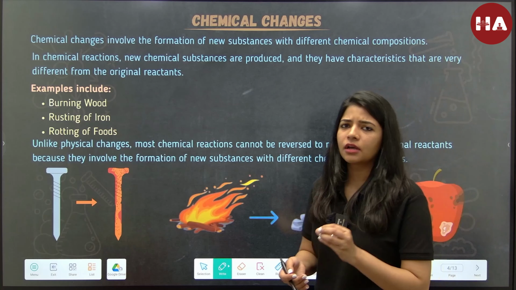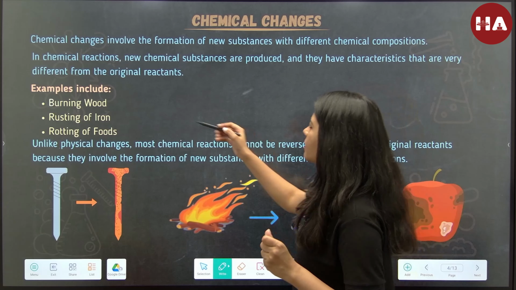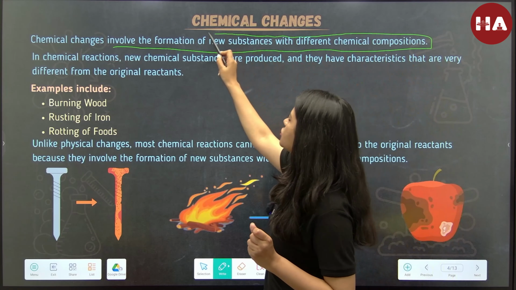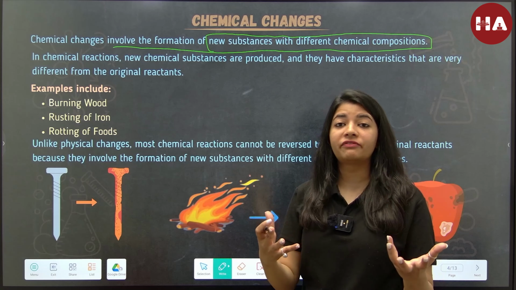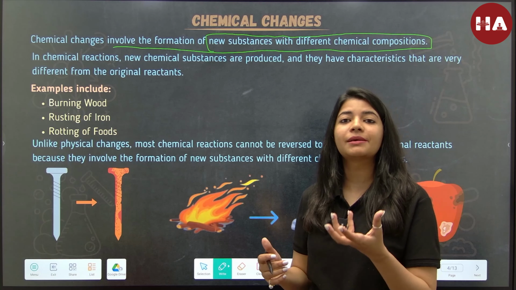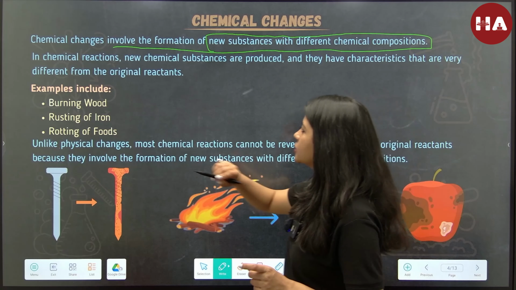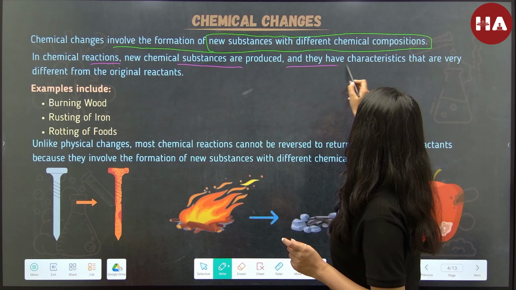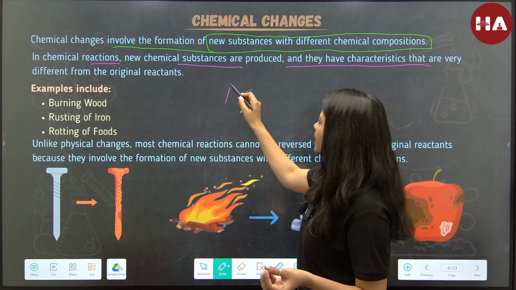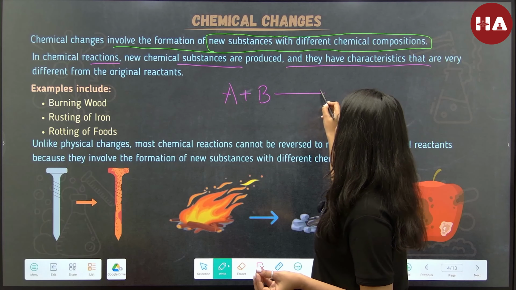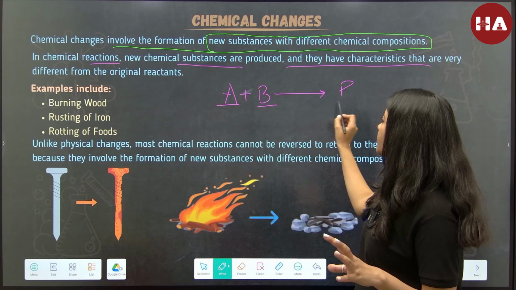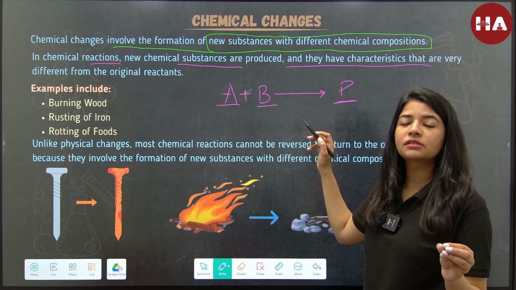We have already discussed a little about chemical change. Now let's talk about it. Chemical change involves the formation of new substance with different chemical composition. So if I'm adding two different types of molecules and if they combine chemically together to give a new chemical substance, then that is known as your chemical change. In a chemical reaction, new chemical substances are produced and they have characteristics that are totally different from the original ones, right? For example, if you are adding A and B and you get a product P, the properties of A and B are different than the properties of P, right? The characteristics are totally different.